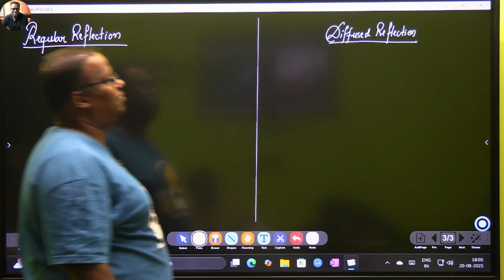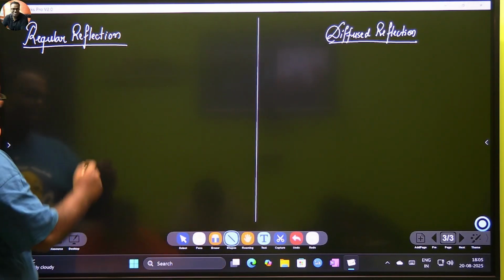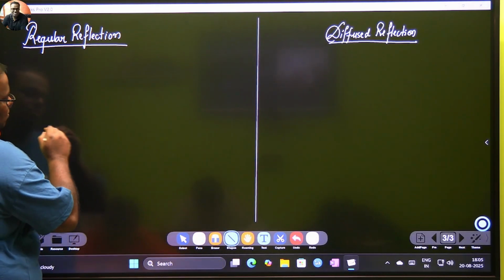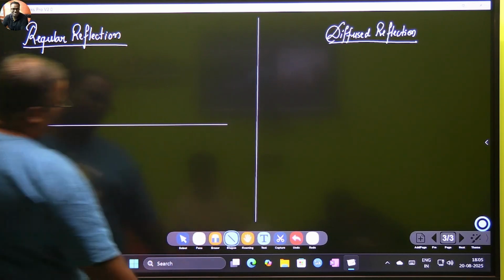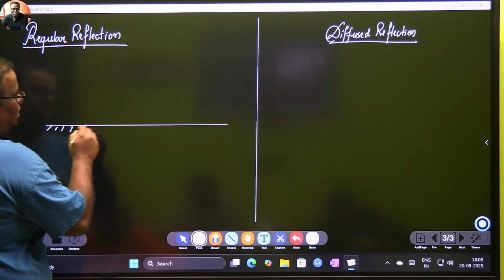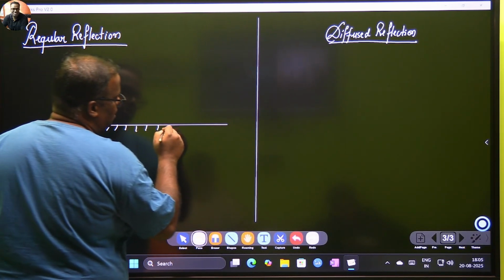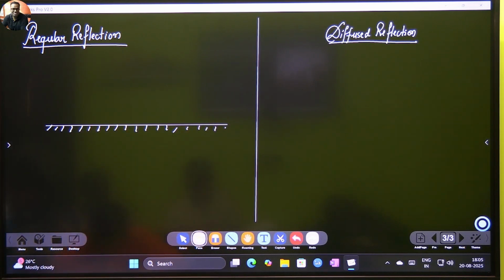Diffused reflection, right? So let's see what is a regular reflection. Again, diagram and drawing will be there. So let's draw a reflective surface, which is a plane mirror. Children, in science, biology and all, the more you draw, the more you learn. So you should be very good in your diagrams and you should be fast and swift. Okay. So this is a plane mirror, right?